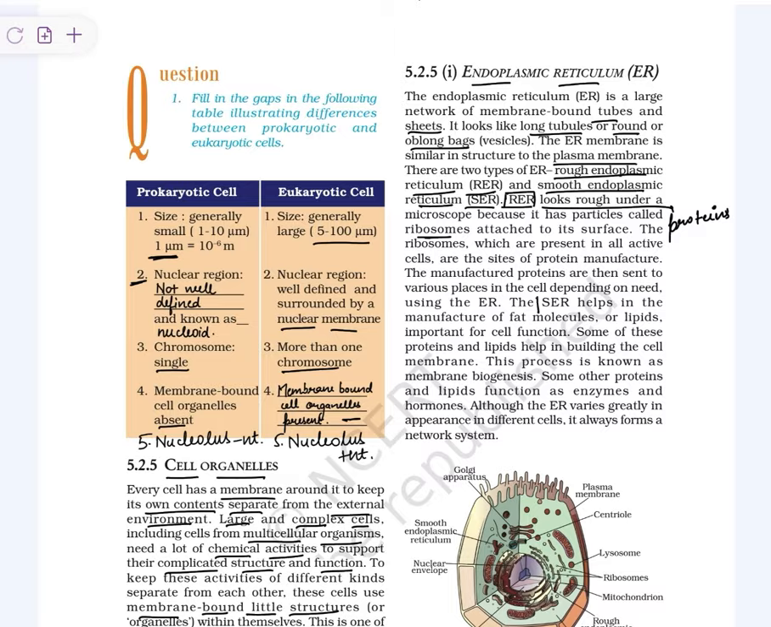Then comes SER, smooth endoplasmic reticulum. It does not have any ribosomes attached to it. That's why its structure is not rough, and therefore it is called smooth endoplasmic reticulum. And it plays a role in manufacture of fat molecules or lipids. Some of these proteins and lipids are used in formation of the cell membrane as well. So we can say that it helps in the formation of the membrane. So this is the process of membrane biogenesis.